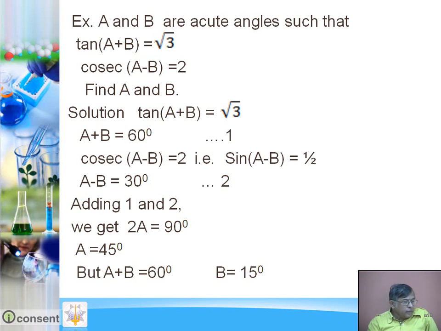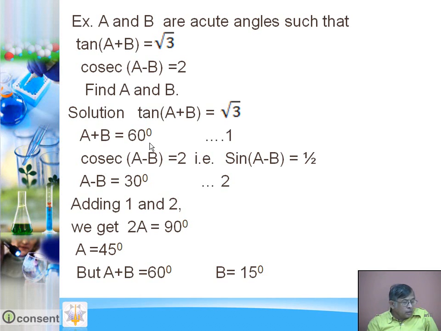So tan of A plus B is equal to root 3 means A plus B equal to 60. Cosec of A minus B equal to 2, that is sin of A minus B is equal to half. Find A and B. Now solution, tan of A plus B equal to root 3. So A plus B is equal to 60.